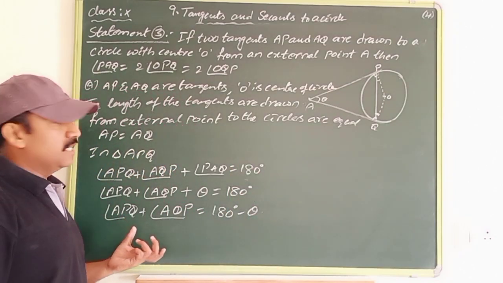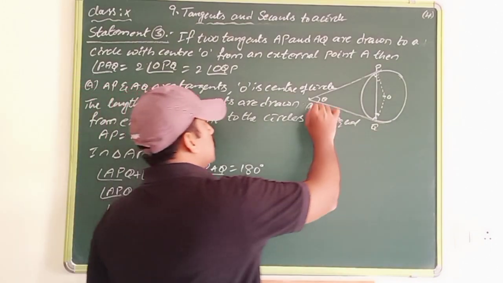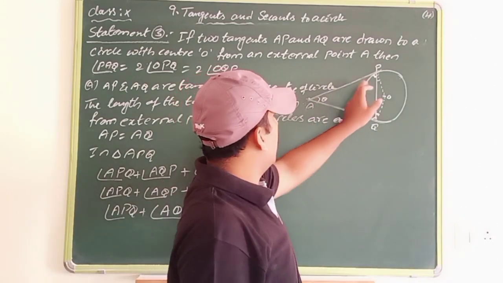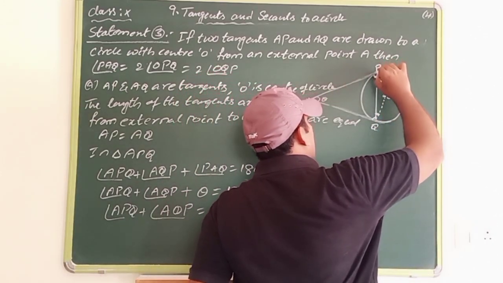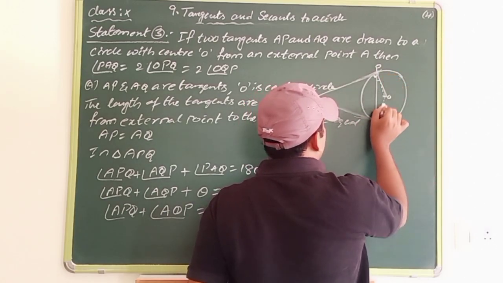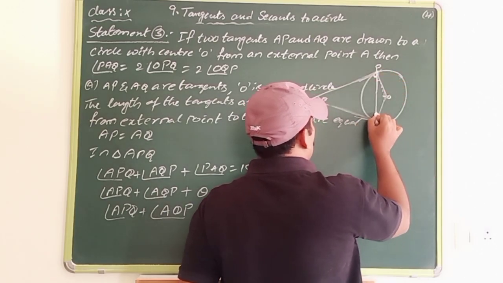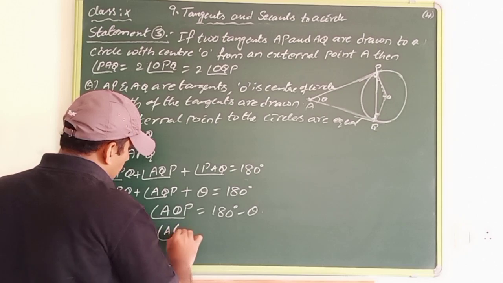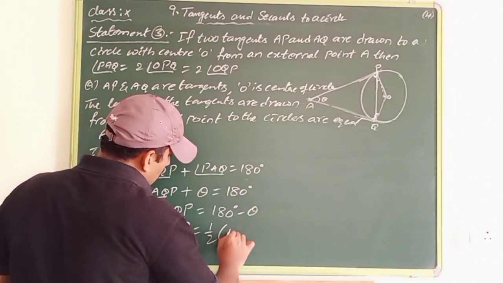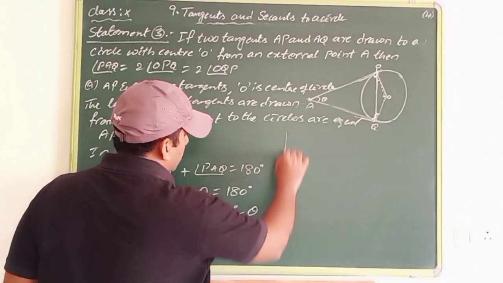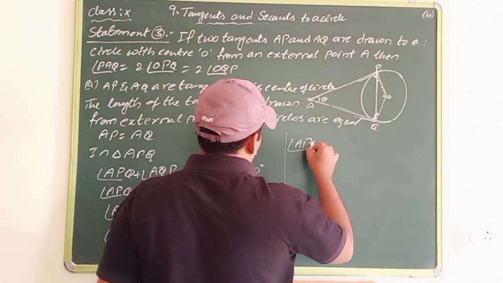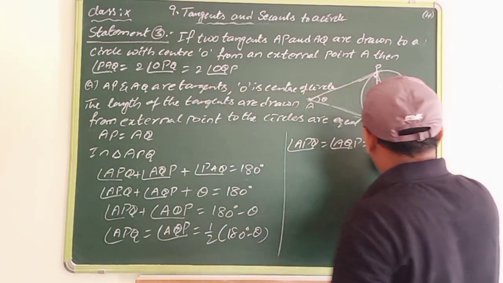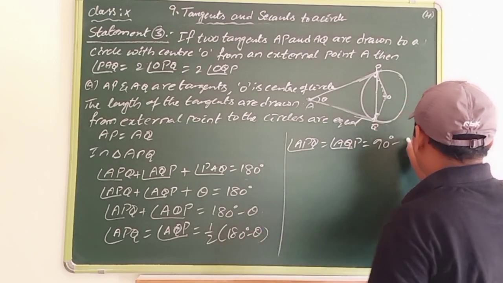But these two angles are equal because the sides are equal. AP is equal to AQ, so these two angles are also equal. The tangent and radius make 90 degrees. So angle APQ is equal to angle AQP, which is equal to half of 180 degrees minus theta.